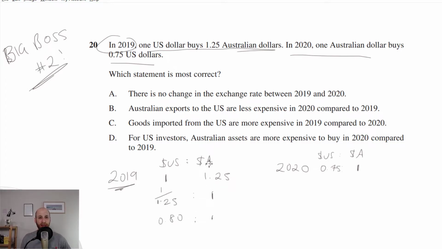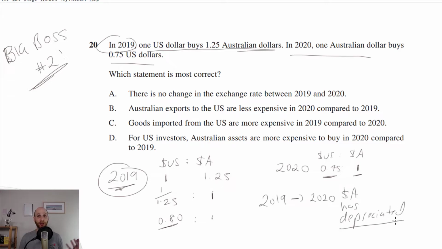So what we can see here is if I've rearranged it to bring it down to $1 Australian, we can see that in 2019, $1 Australian buys 80 US cents. And then in 2020, $1 Australian buys 75 US cents. So what we can say here is that the Australian dollar has depreciated between the 2 years. Now I feel like we understand what's happening, that we can go back now and look at the responses that we choose from.